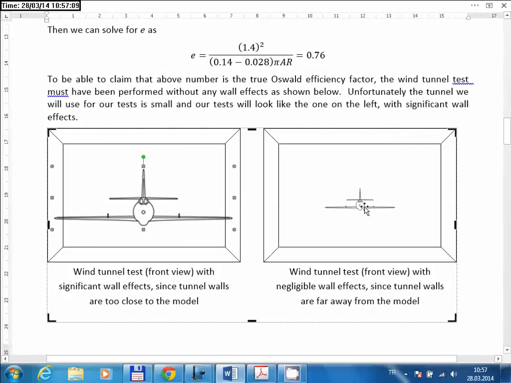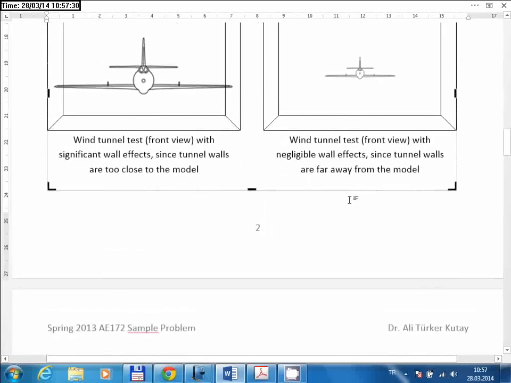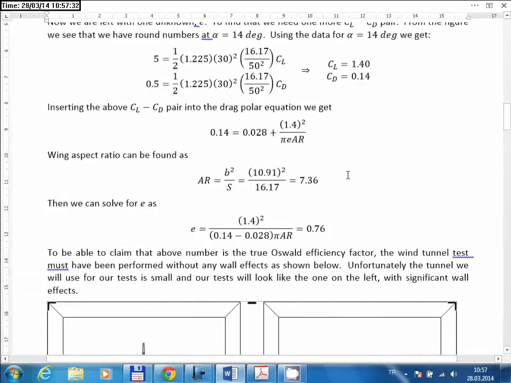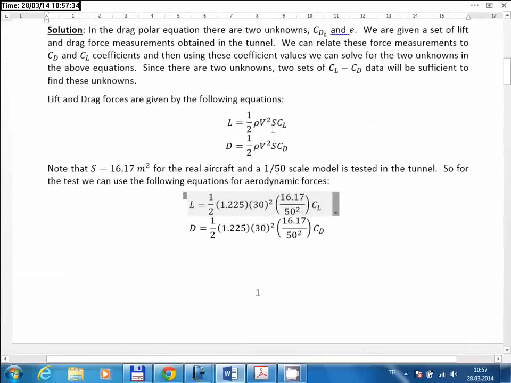But if you have a model that fits into the tunnel as this one here, then this is much better, because you have much more space between the model and the walls of the tunnel. So the wall effects will be much smaller in this case. And let's see, that was the second part of this problem.